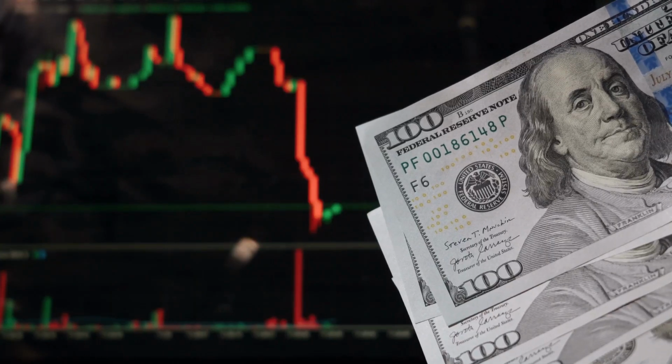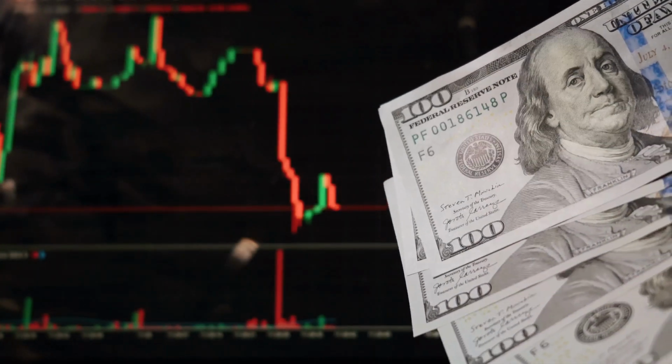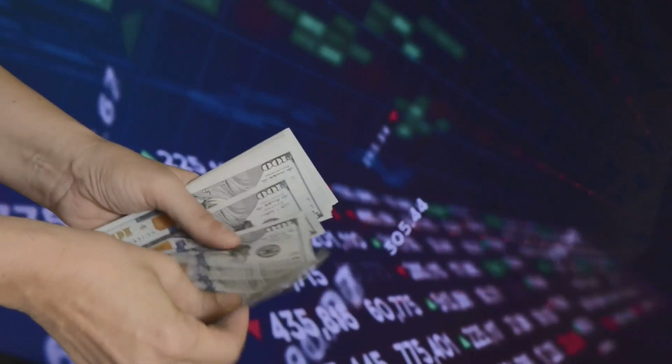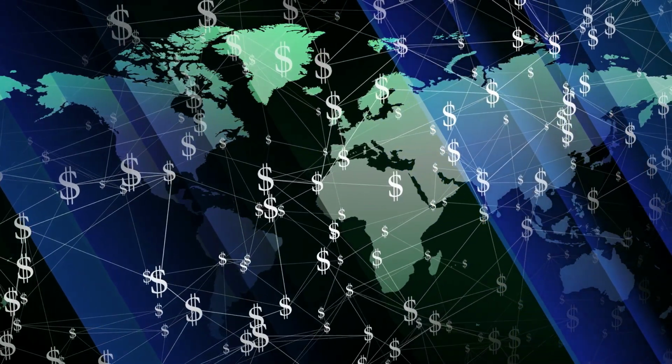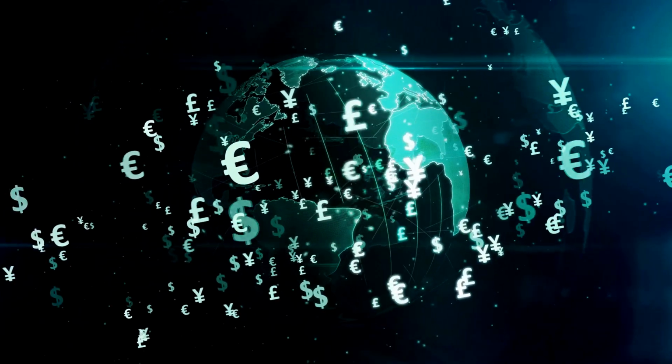To set the stage, we must understand that the value of the dollar is not just a number on a screen. It is a barometer of economic confidence, a key pillar in international trade, and a signal to investors around the world. When the dollar falls, it sends ripples far beyond our borders.